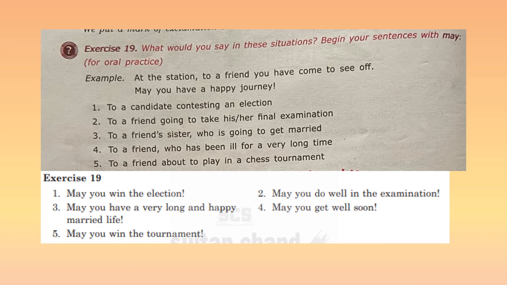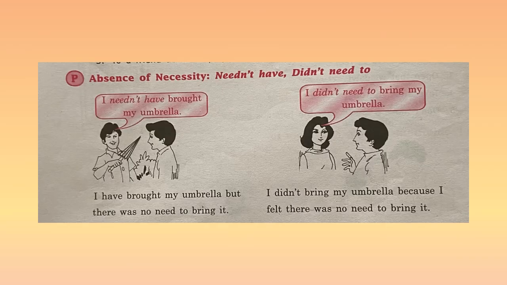To a friend about to play in a chess tournament: May you win the tournament. So you must have noticed that at the end of the sentence you have to put an exclamation mark. Let's see some other models like needn't have or didn't need to. They show absence of necessity, like I needn't have brought my umbrella. I didn't need to bring my umbrella.